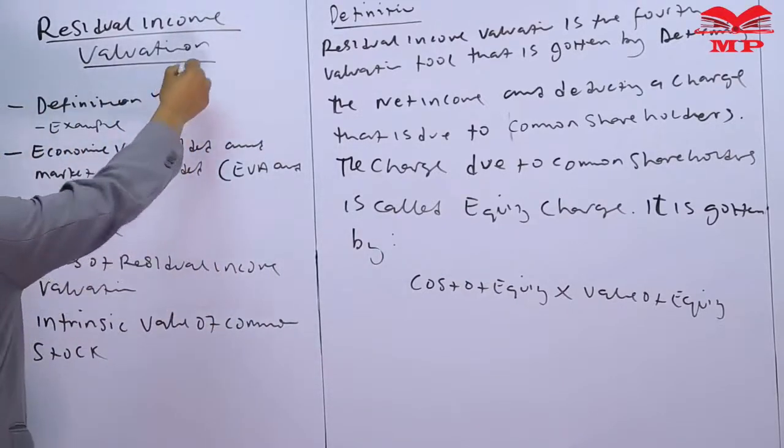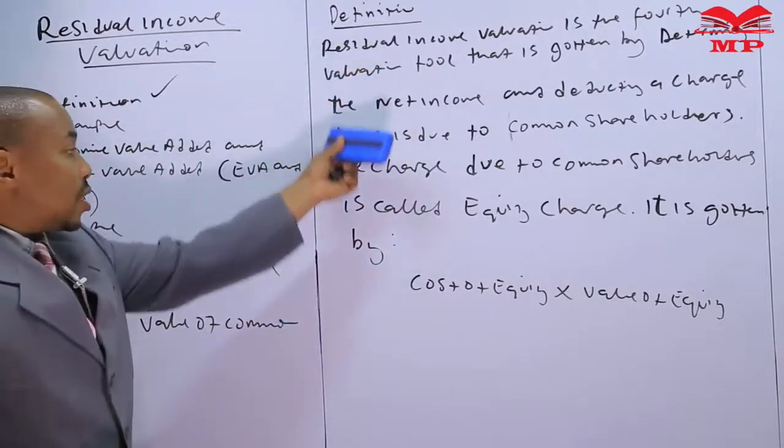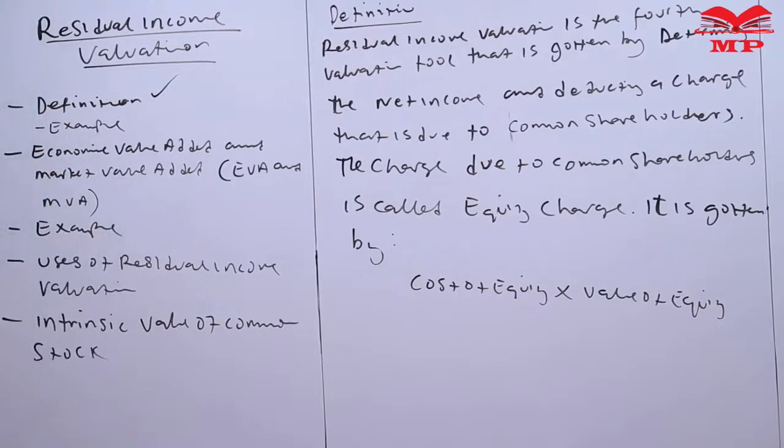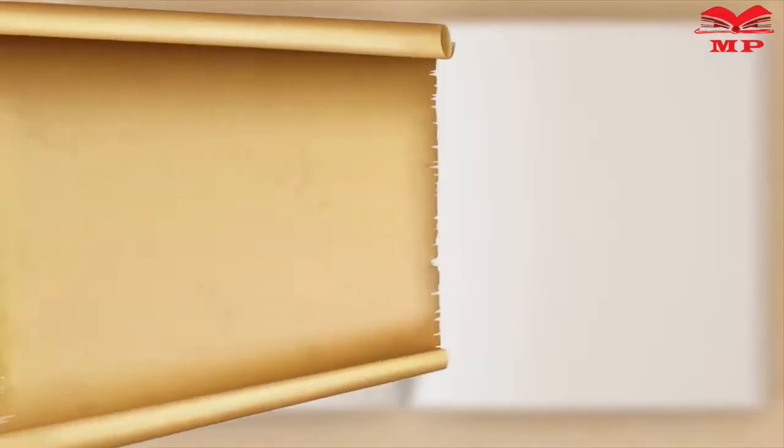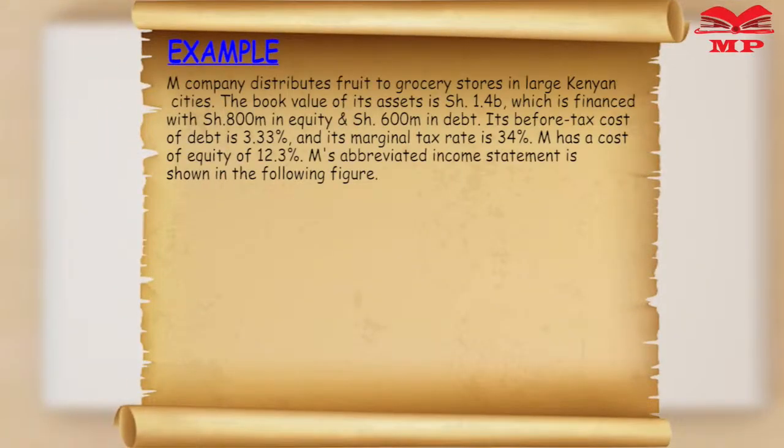Now, having looked at the definition, we need to look at an example that will demonstrate residual income in perspective. So we have an example here. M company distributes fruit to grocery stores in large Kenyan cities. The book value of its assets is 1.4 billion, which is financed with 800 million in equity and 600 million in debt. Its before tax cost of debt is 3.33% and its marginal tax rate is 34%. M has a cost of equity of 12.3%. M's abbreviated income statement is shown in the following figure.